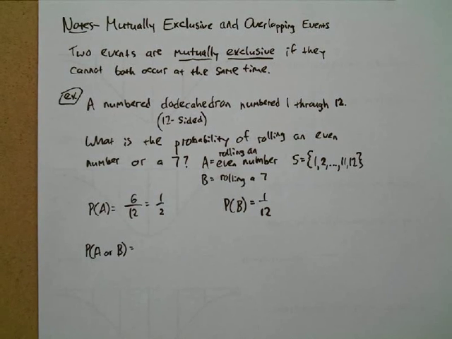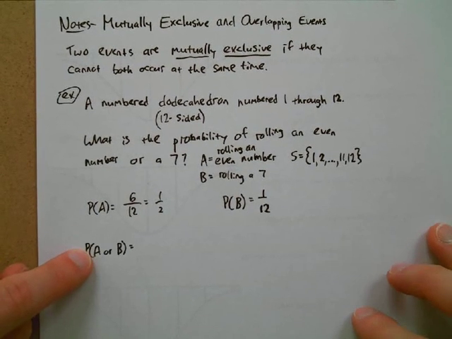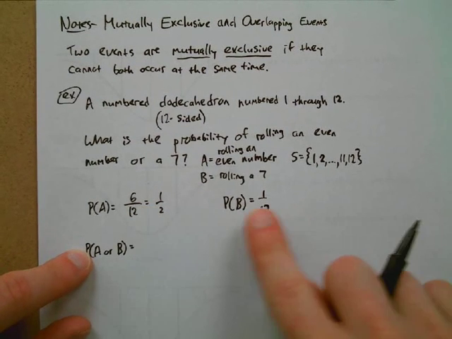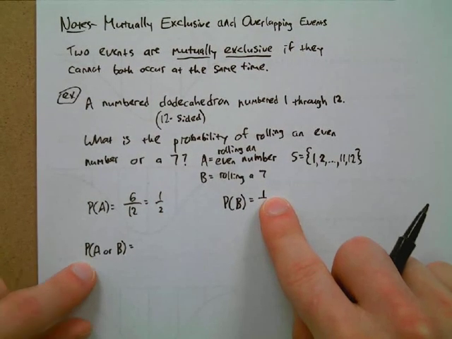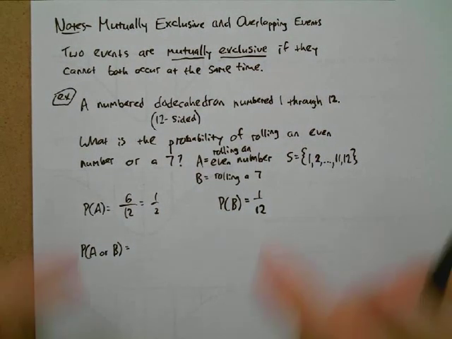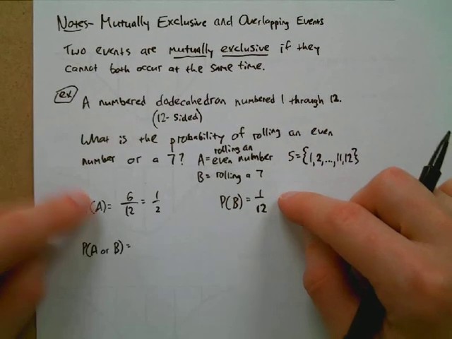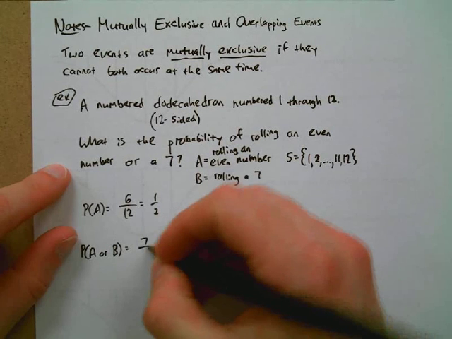Well, how many ways can we get A? Well, we said 6, right? And how many ways can we get B? We can get it 1 way. So what's the probability of A or B going to be there? Yeah, 7, right? There's 6 ways to get event A. There's 1 way to get event B. So it'll be 7 out of 12.